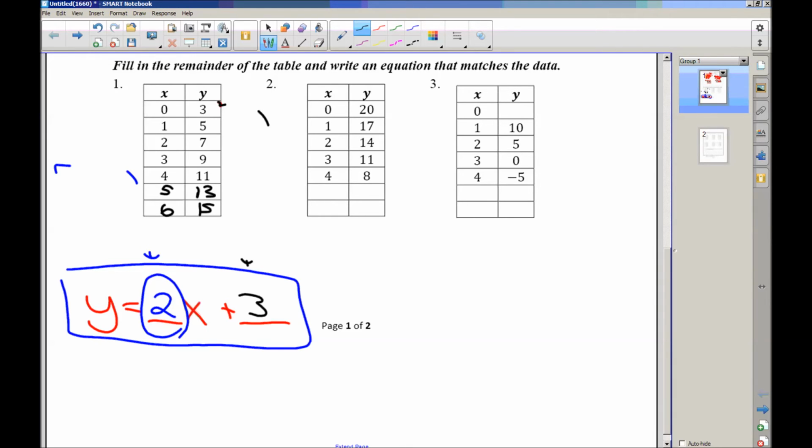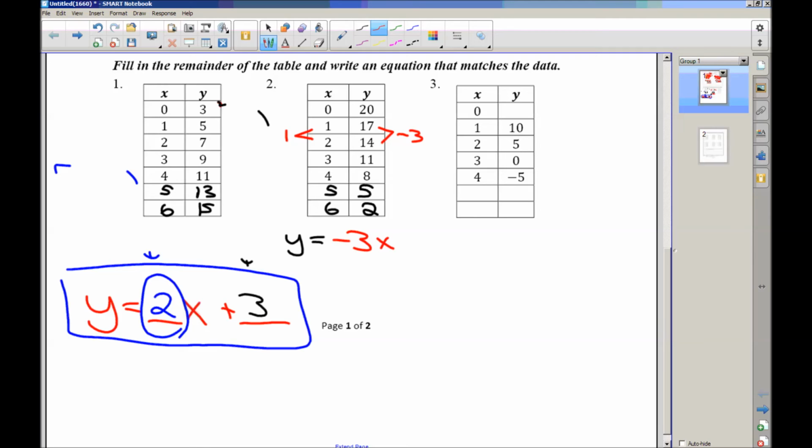All right, number 2. Let's fill in the table first. So it's going up by 1s on the x side, so this would be 5 and 6. It's going down by 3s on the y side, so this would be 5 and 2. Okay, and then our equation is going to be y equals, and now let's find the changer amount first this time. So this is going down by 3, and this side's going up by 1. So our changer is -3 divided by 1, which is -3.